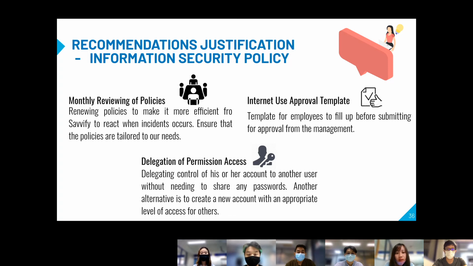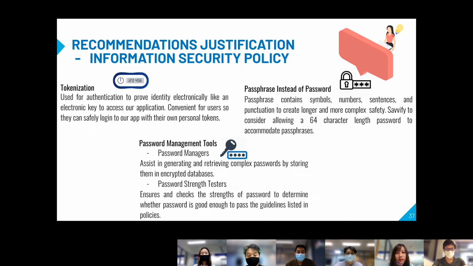Second, creating an internet use approval template for employees to fill in would shorten the time of management approval, as they would know the purpose and categories of the site by viewing the filled template. Thirdly, creating delegation of permission access would eliminate the need to share our passwords. This would prevent data breaching and unauthorized access. Fourthly, we can use tokens for authentication to prove their identity before accessing our application and systems. This creates a better security system for Savvify.